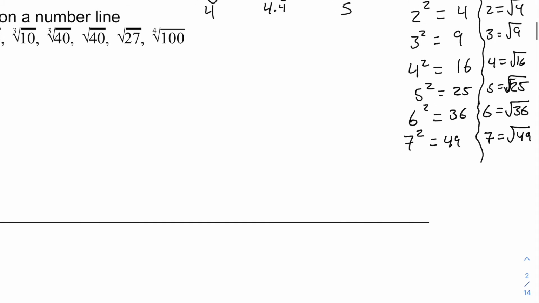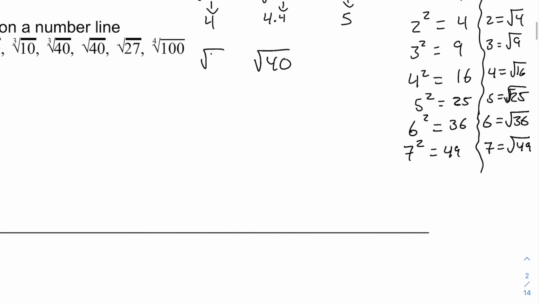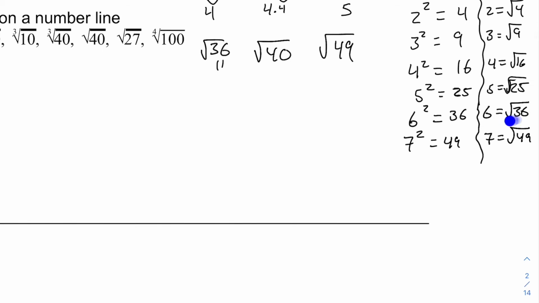So now we can estimate root 40 pretty easily. So the square root of 40, let's find what that falls in between. So square root 40 falls in between the perfect squares of 36 and 49. So root 36 and root 49. Root 36 equals 6. Root 49 equals 7. 40 is closer to 36 than 49, so I'm going to estimate this to be roughly 6.3.